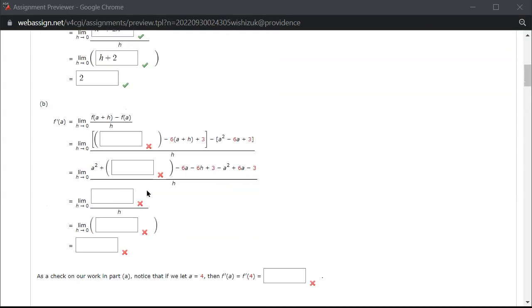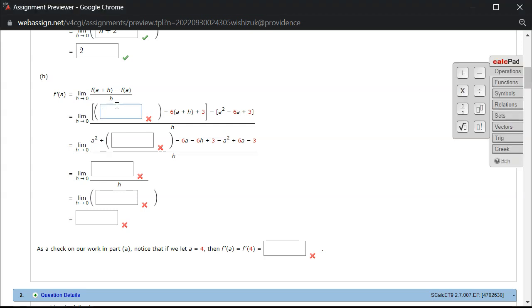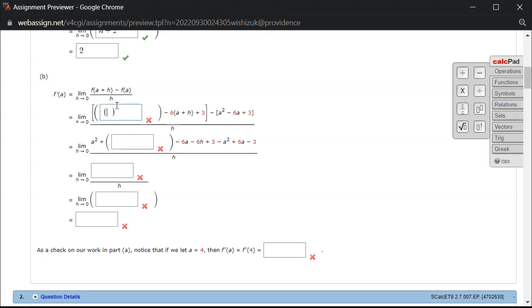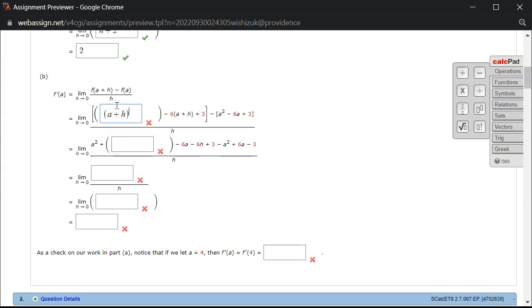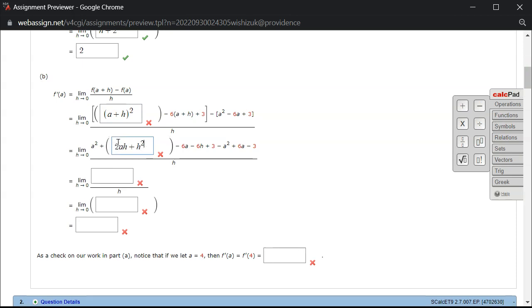Part B is pretty much the same except that instead of 4, we're going to use a. So here we're going to have the quantity a plus h squared, and everything else is the same. So if you multiply out, you have a squared, and you have 2ah plus h squared, and then all the other ones.